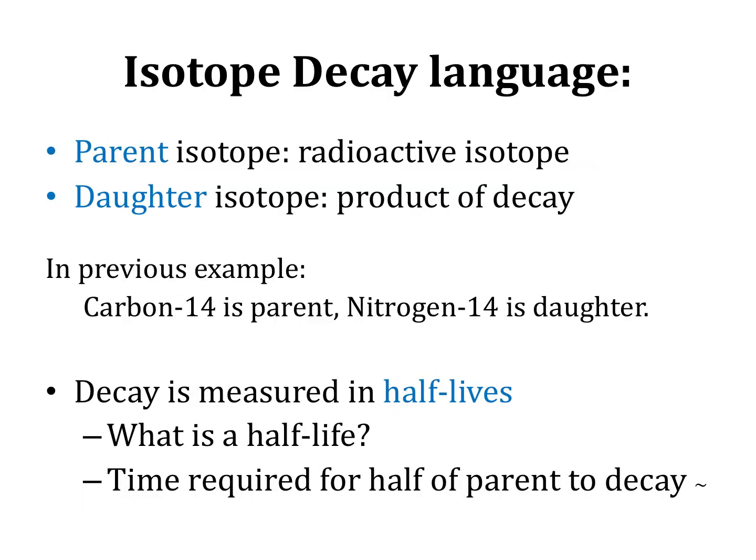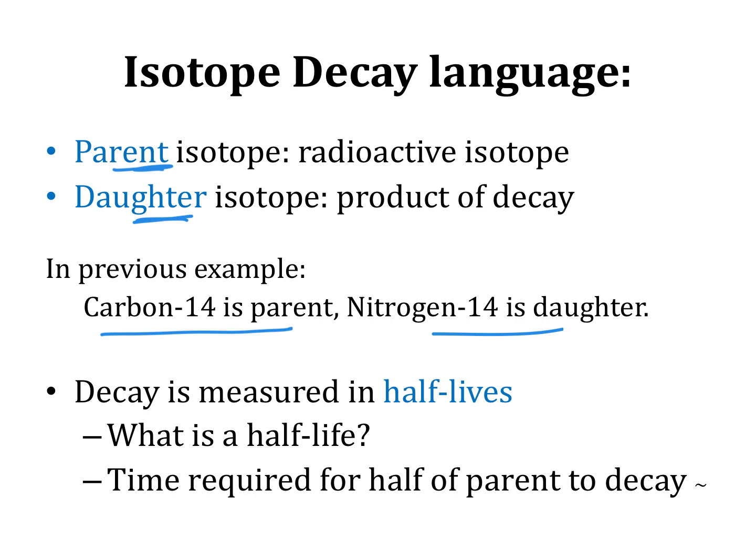So some language we use as we talk about isotope decay. We talk about parent isotope. That is the radioactive isotope that is decaying. And we talk about daughter isotopes. And those are the product of decay. So in our previous example, carbon-14 would have been the parent and nitrogen-14 is the daughter.